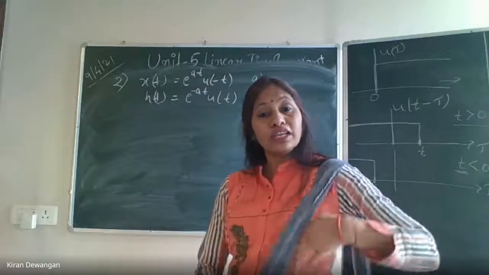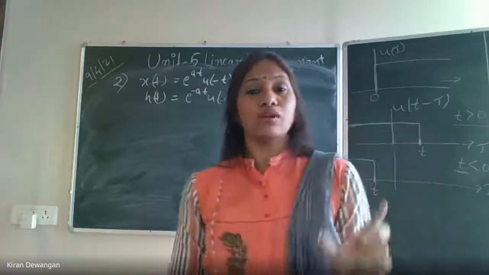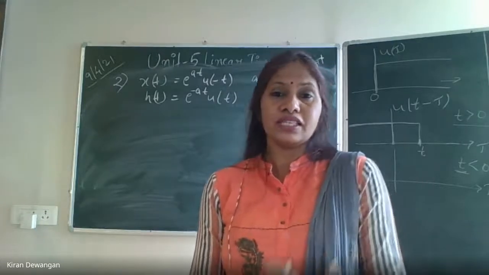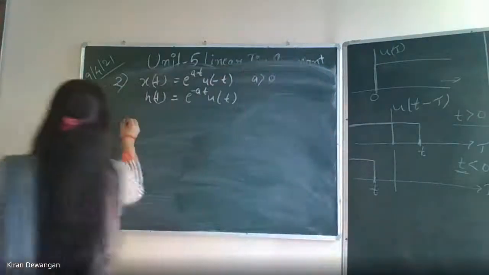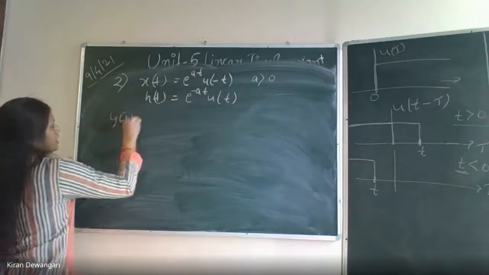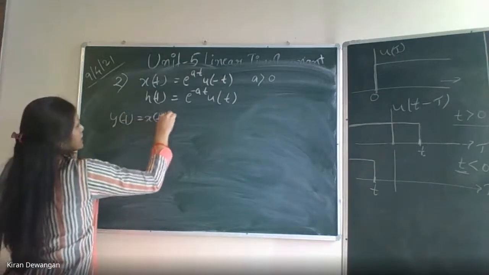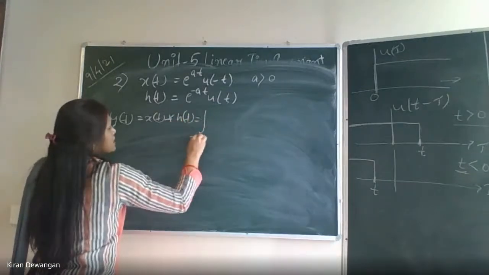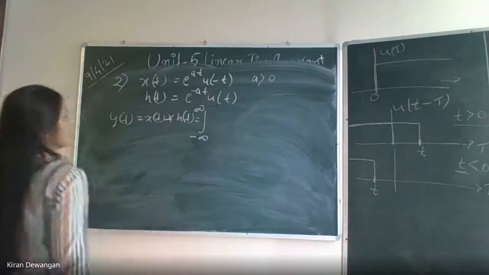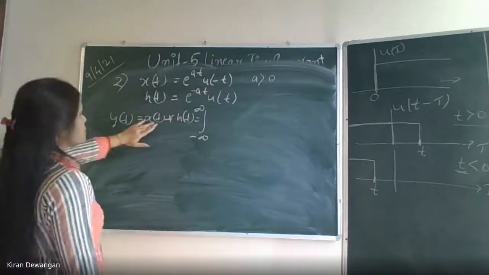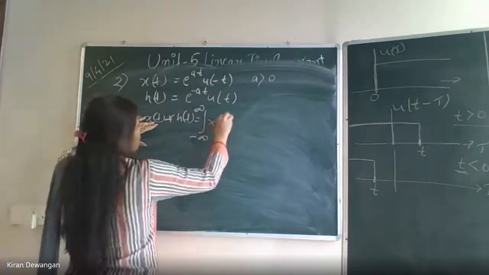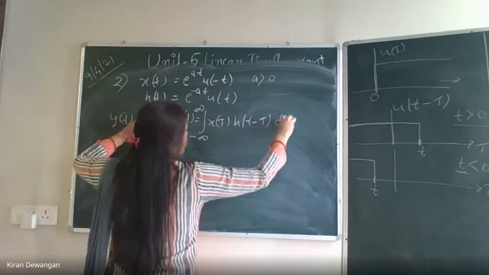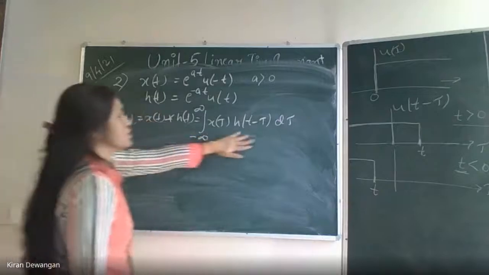So in both the cases we can solve, either we can solve it by x(t) convolution h(t), or we can solve by h(t) convolution x(t). So let us solve y of t as x(t) convolution h(t), and this is minus infinity to infinity. क्या हो जाएगा मेरा x(t), मतलब this becomes x of tau h of t minus tau d tau. This is the formula. Let us first write the formula.